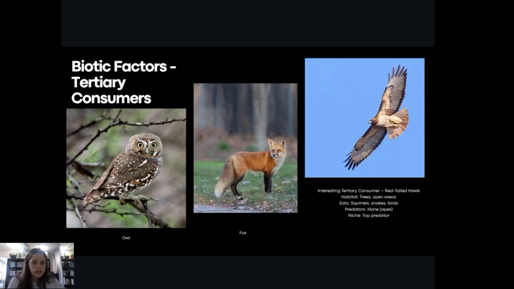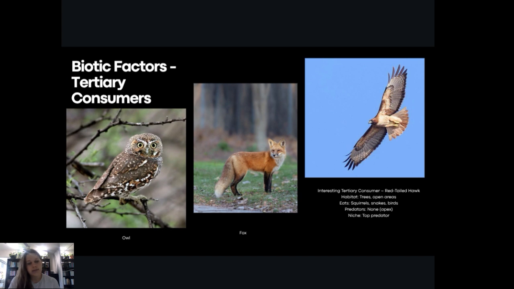Tertiary consumers. Tertiary consumers are top predators. They eat other consumers and help control the population and species below them. In this ecosystem, we have an owl, a fox, and a red-tailed hawk. My interesting species here is a red-tailed hawk.